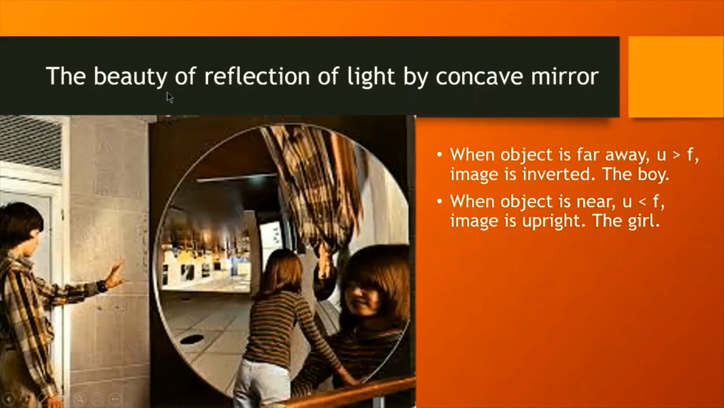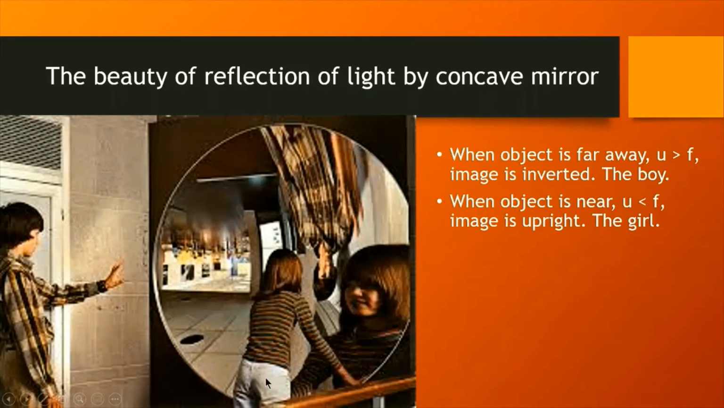So you see the beauty of reflection of light by a concave mirror, right? It depends on the position of the object. So let's look at this photograph here. You can see the boy is the object. If the object is placed far away from the mirror, in fact it is more than 2f, how is the image of this boy? Look, his image is inverted.